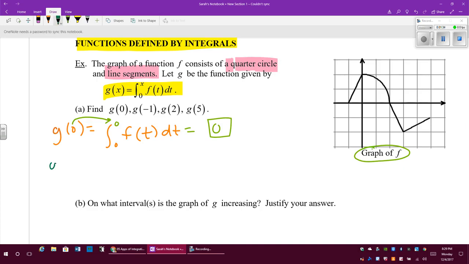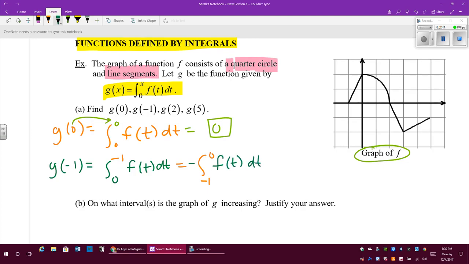Now I want to find g of negative 1. So that's going to be the integral from 0 to negative 1 of f of t dt. Now you're going to notice that that's technically not in an order that we have been taught. It should go from low to high. So I'm going to rearrange this to be the integral from negative 1 to 0, and we're going to throw a negative sign in front of it because I've switched the order of f of t dt.